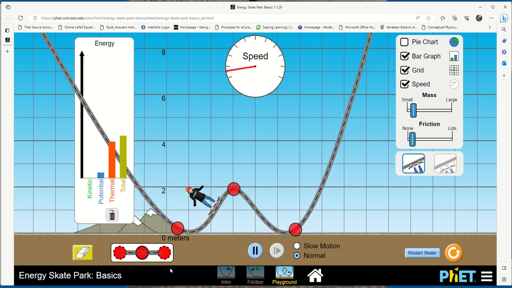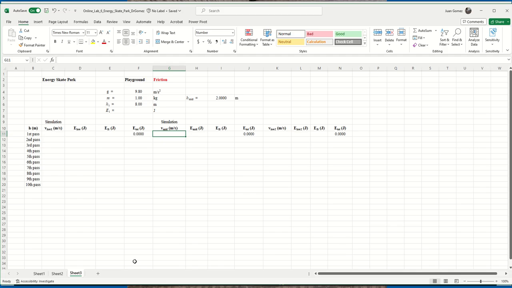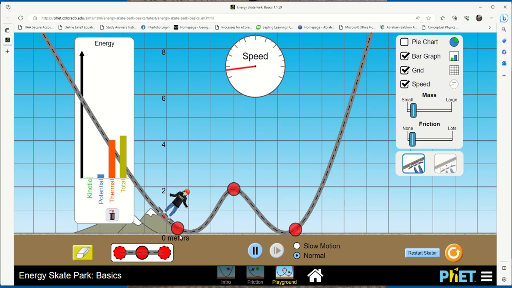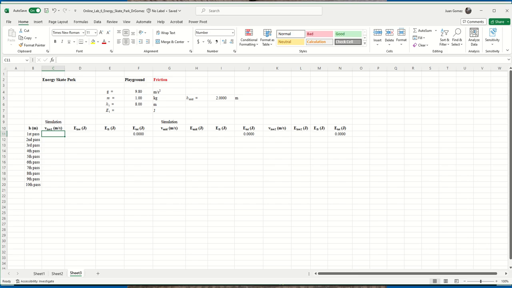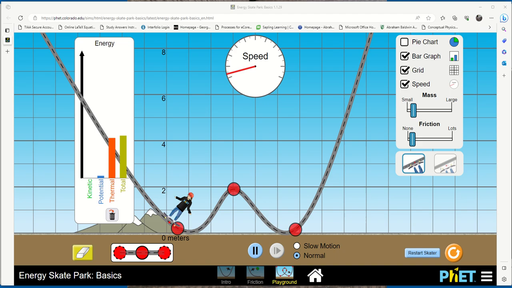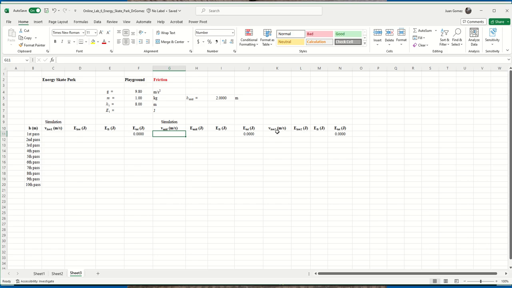So what I want is, first, with the simulation, to get the speed at the first low point, right here. Then I want the speed at the midpoint, meaning at the peak, right here at the peak. Then I want to record the speed at the second low point from the simulation. Okay, so that's what I want to do.